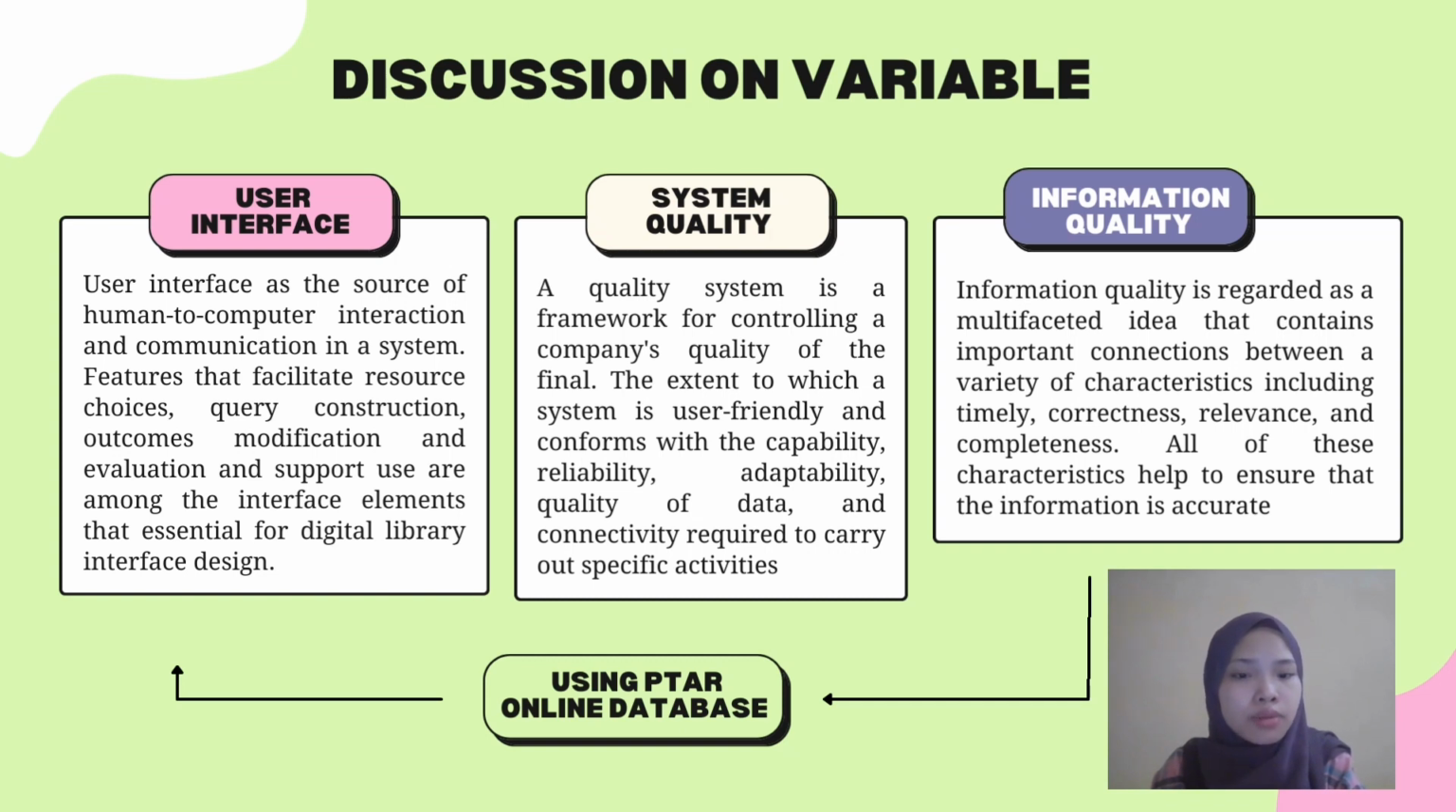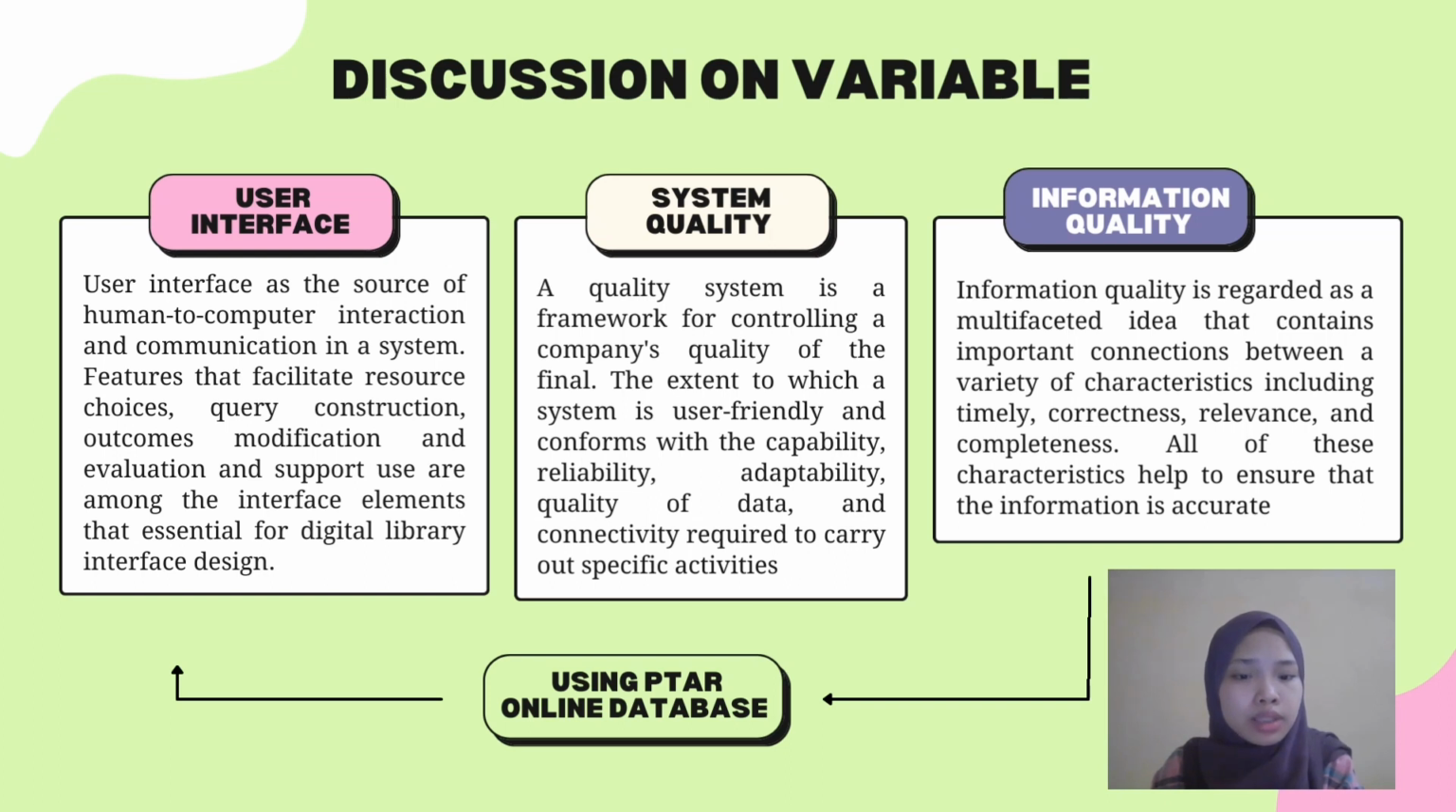Next is system quality. It's a framework for controlling a company's quality of the final product. A high quality system avoids problems in the first place rather than fixing them after they have already occurred. The extent to which a system is user-friendly and conforms with the capability, reliability, adaptability, quality of data, and connectivity required to carry out specific activities is referred to as its system quality. According to the DeLone-McLean model, system quality metrics include security, adaptability, responsiveness, and simplicity of use.